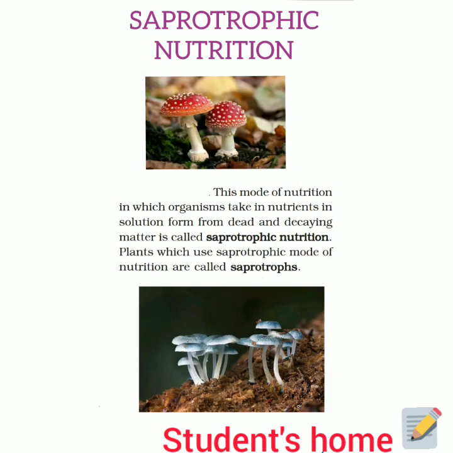Now class, the next topic is saprotrophic nutrition. As you can see in the picture class, it is written here, the mode of nutrition in which organisms take in nutrients in solution form from dead and decaying matter is called saprotrophic nutrition. Plants which use saprotrophic mode of nutrition are called saprotrophs. So class, you can see there are two pictures here, one at the top and one at the bottom. These are known as fungi.